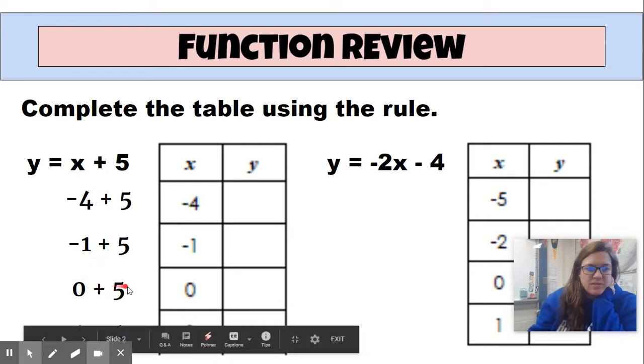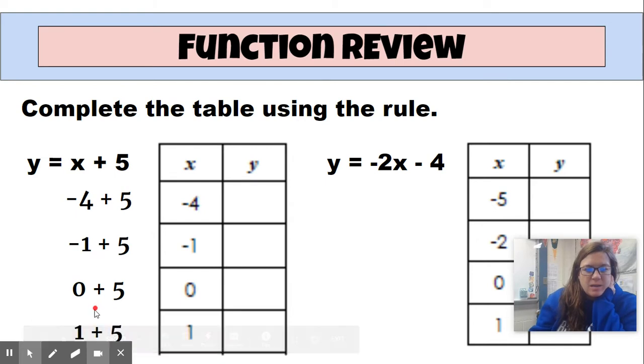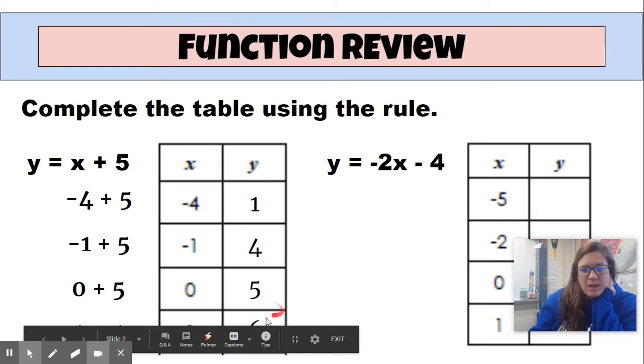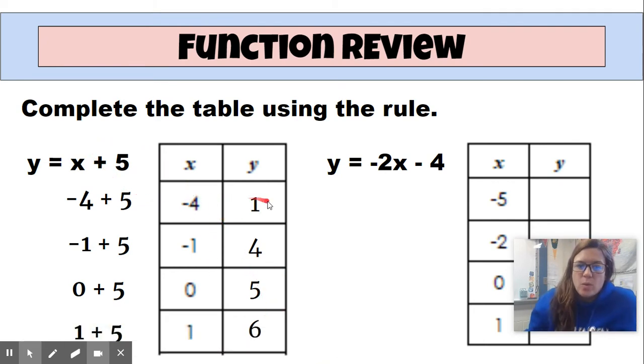And then 0 plus 5 is 5. So whenever x is 0 for this rule, the y will be 5. And then the bottom one is 1, and 1 plus 5 is 6. So these are my y values for these x values. When x was -4, y was 1. And today we're going to take that -4, 1, and we're going to plot it on a coordinate plane.